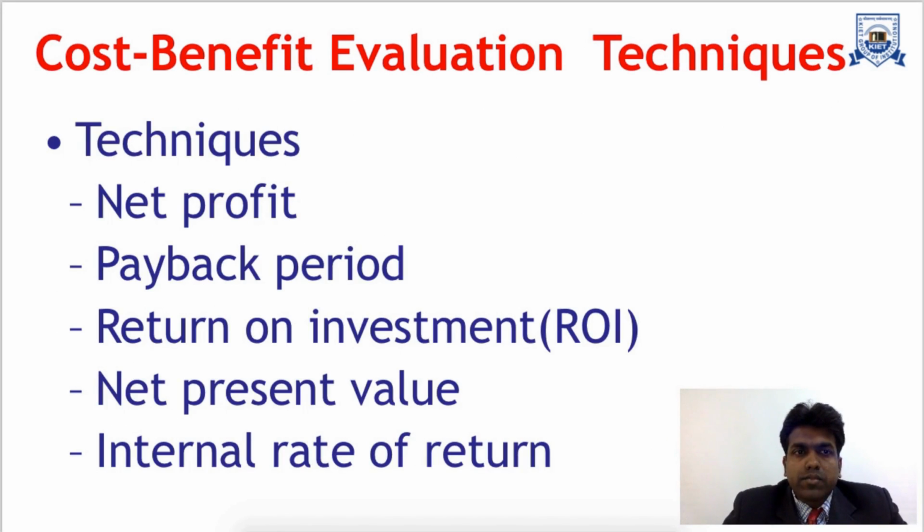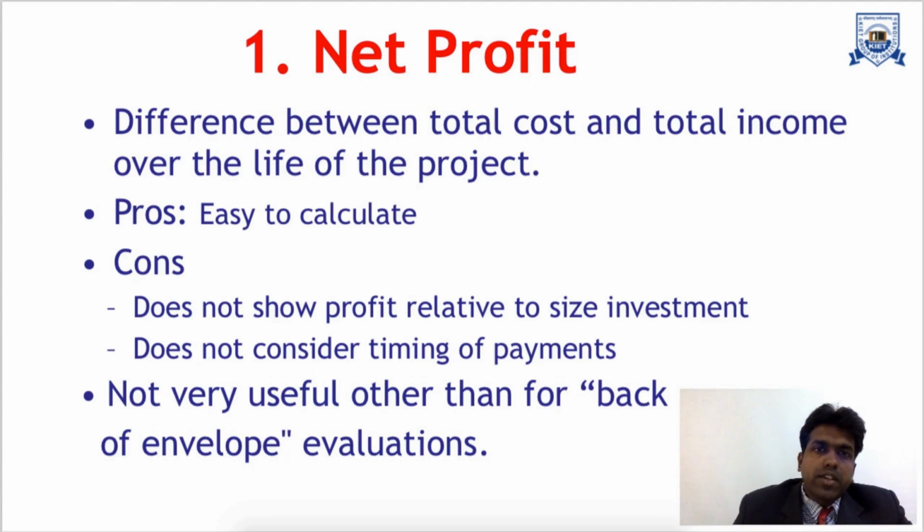The cost-benefit evaluation techniques are: the first one is net profit, the second one is payback period, the third one is return on investment, in short known as ROI. The fourth one is net present value, and the fifth one is internal rate of return. So I am going to explain them one by one. The first one is net profit.